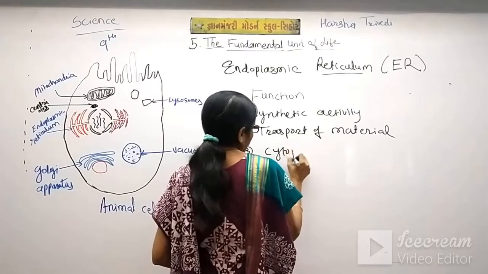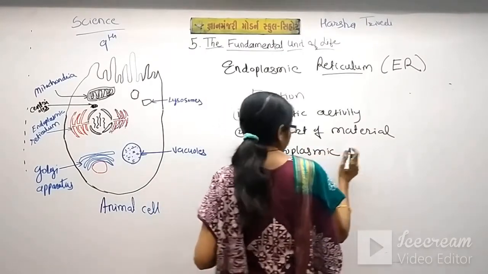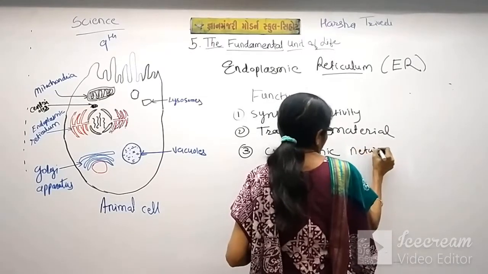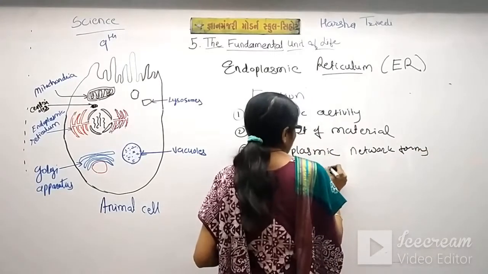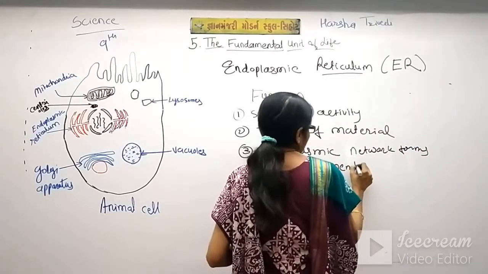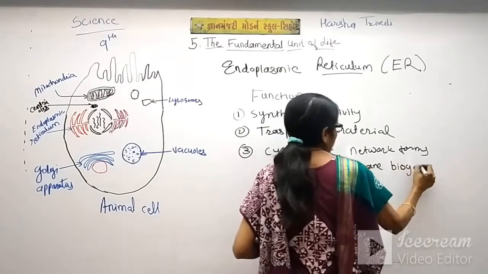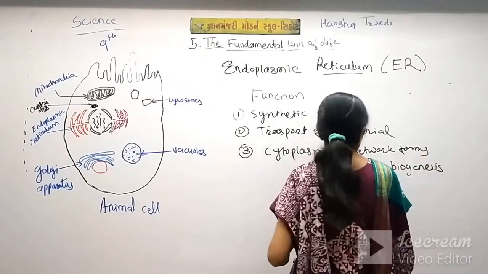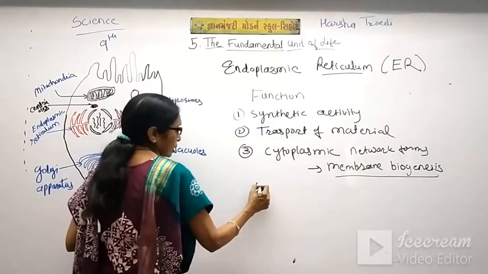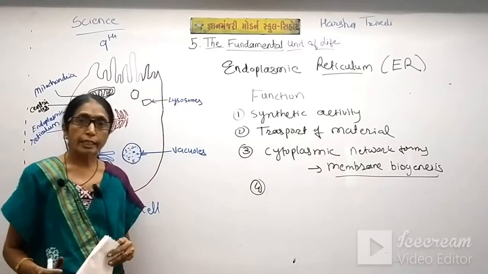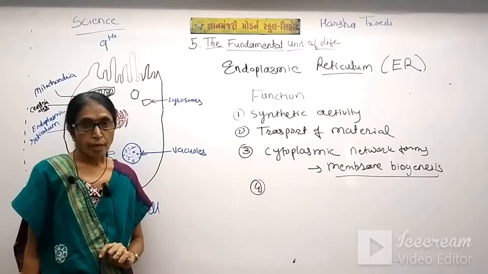Cytoplasmic network formed by which? By membrane biogenesis. So these are the main functions. Other than this, it has one more very important function.